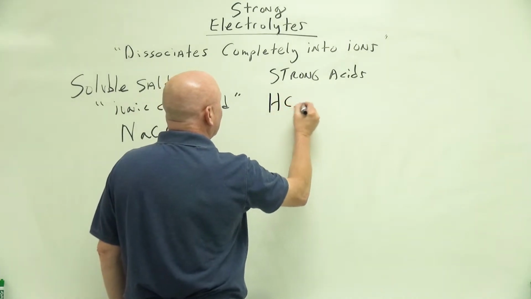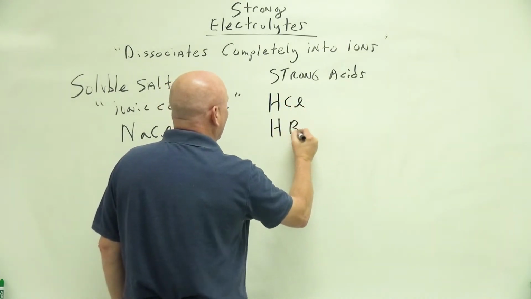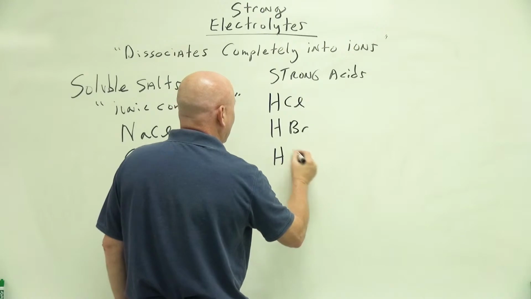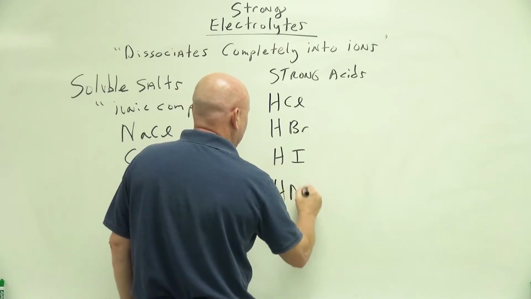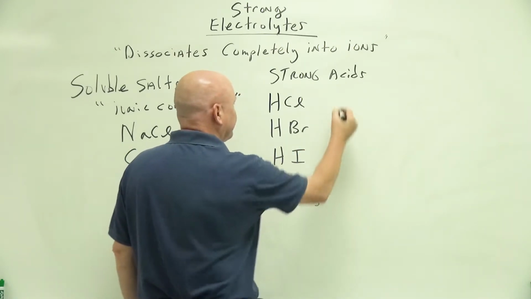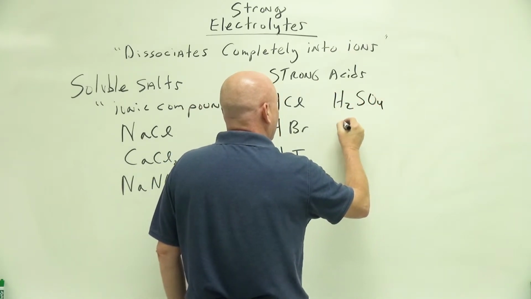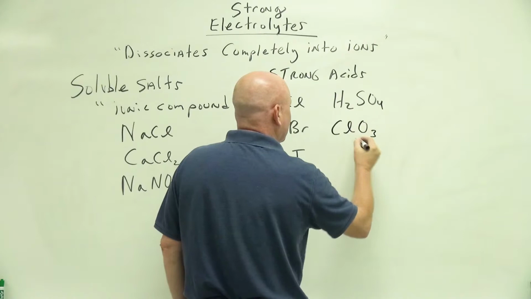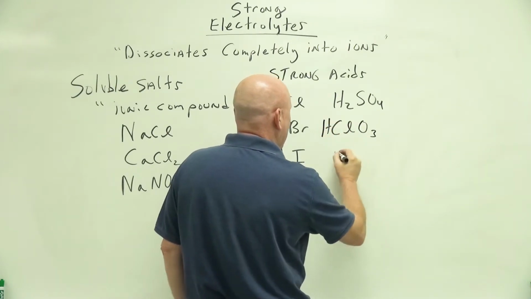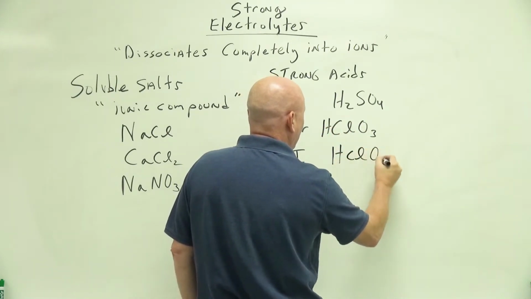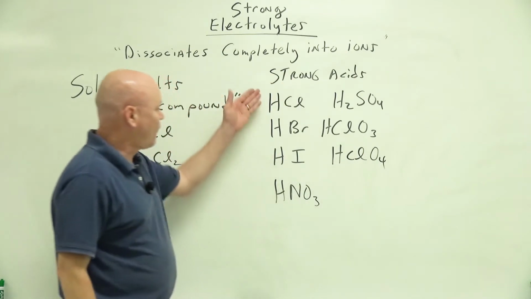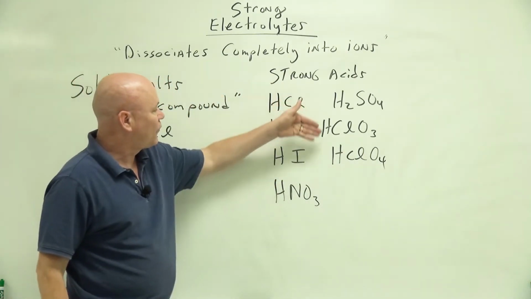We have HCl, HBr, HI, HNO3, H2SO4, HClO3, and then HClO4. And there are 7. 1, 2, 3, 4, 5, 6, 7.